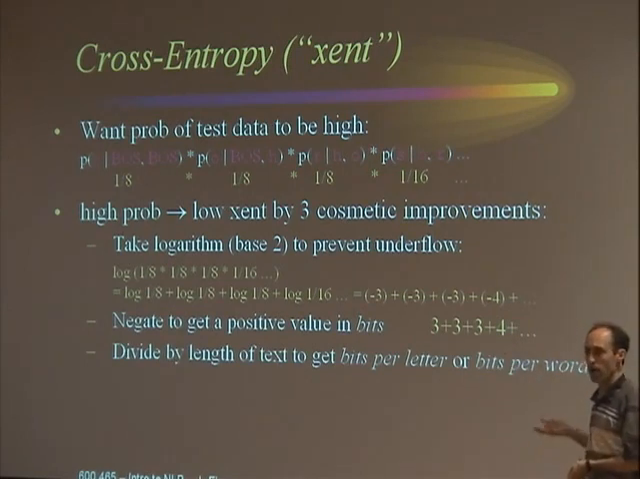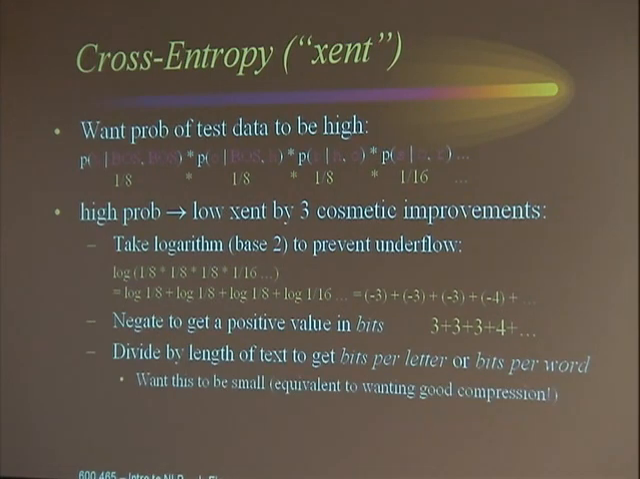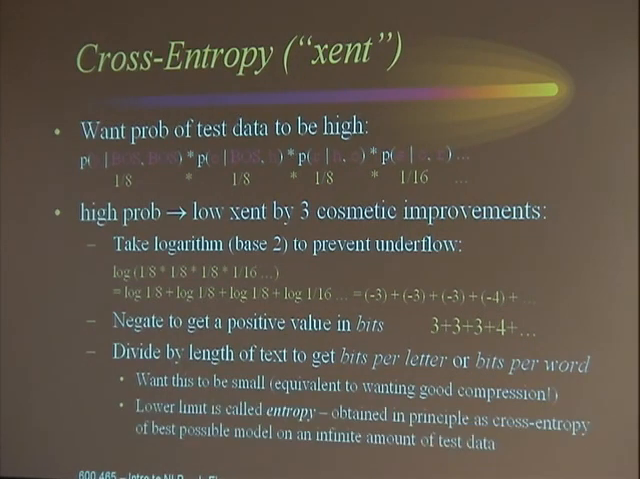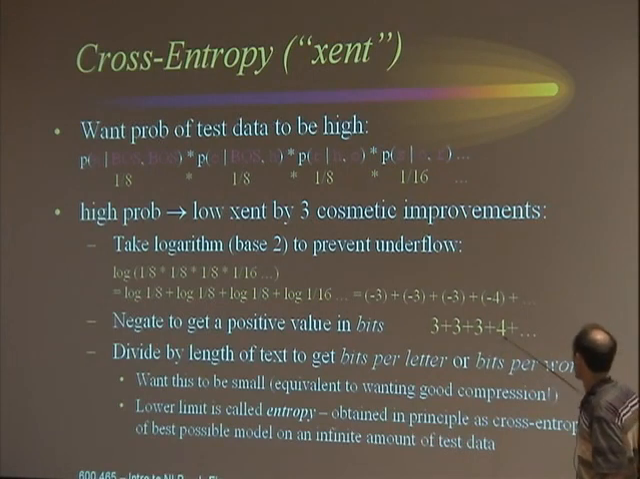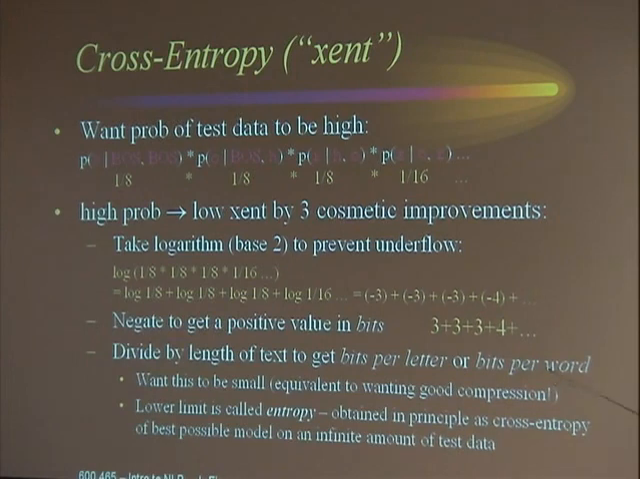If we want to know how good the model is, we don't want to have to worry about how long the test data was. So we'll divide by the length of the test data to get bits per letter. Or if you were doing a word trigram model, maybe bits per word. And we want this to be small. So again, that's saying we'd like to be able to compress into few bits. So in this case, this is 3.25 bits overall. And there is some lower limit on this, which has to do with how random this type of data is. But the better a model it is, the closer we can get to that lower limit, which is called entropy.